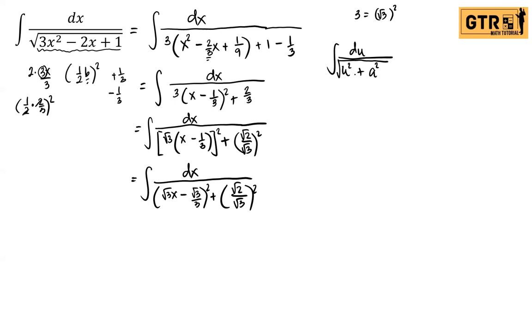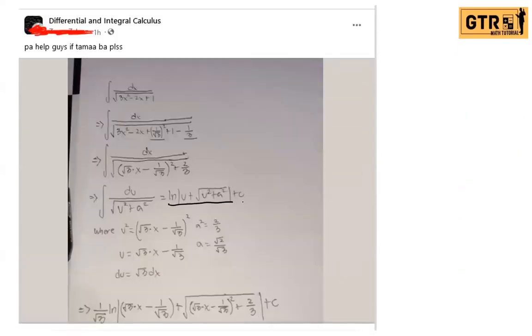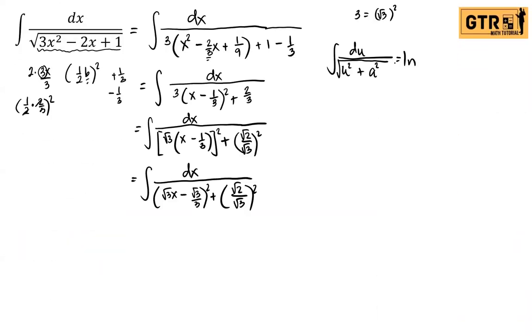So we can solve this using trigonometric substitution, or we have a direct formula. Let's look at the direct formula. So we have ln of u plus the square root of u squared plus a squared, plus c. Okay, so that is the direct formula. Our u here is square root of 3 x minus square root of 3 over 3. So this is our u.